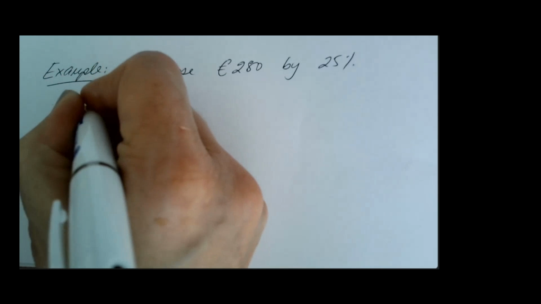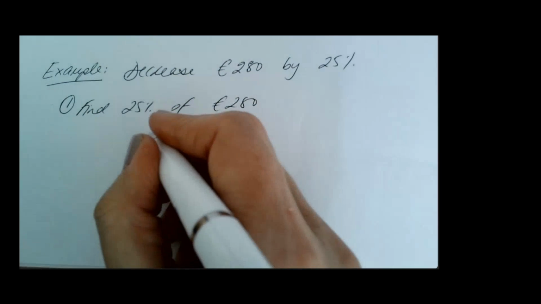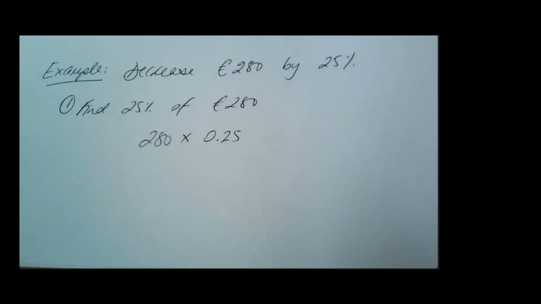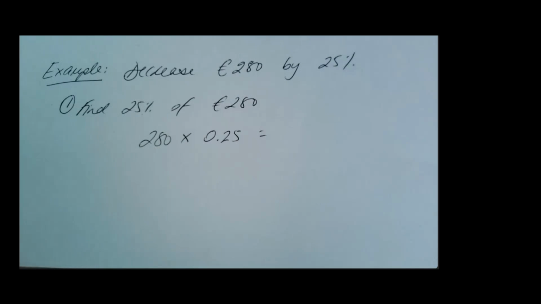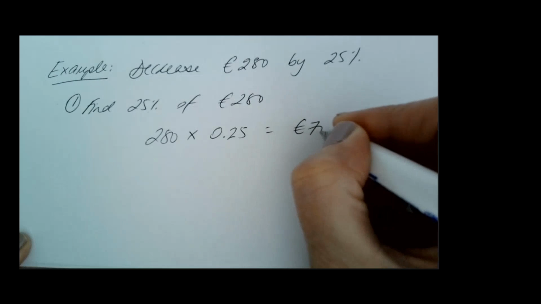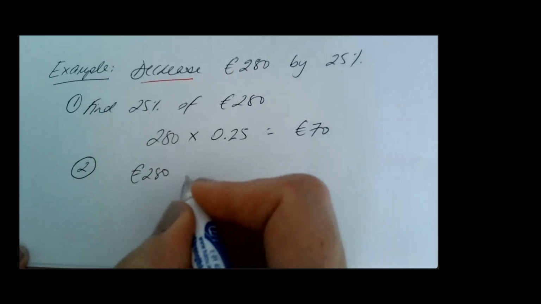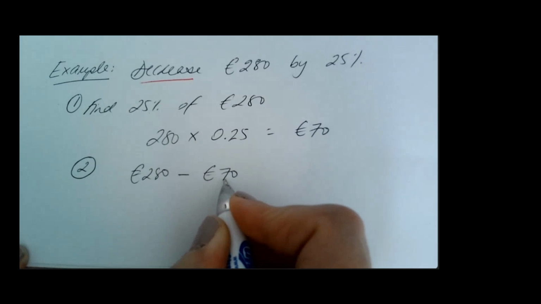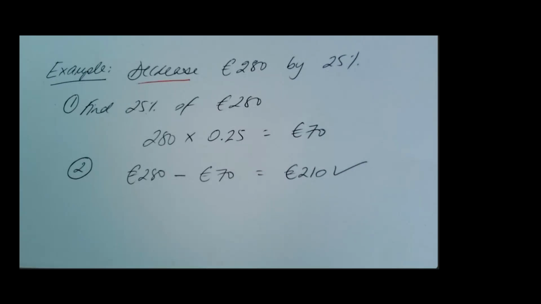So first of all, we'll find 25% of 280 euros. And again, what we'll always do is take our value and multiply by the decimal equivalent. 25% is equal to 0.25. So 25% of 280 is 280 times 0.25, which is 70 euros. And now because this is a decrease question, it means I'm going to take my 280 euros and subtract. I need to decrease 280 by this amount. So it's going to be 280 minus 70, which is 210 euros.